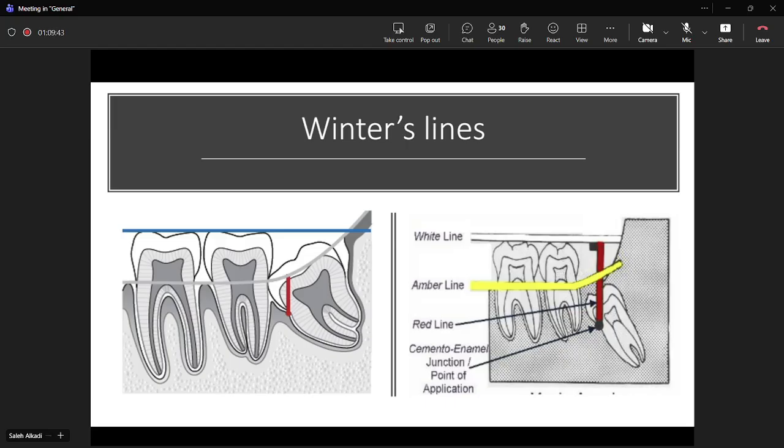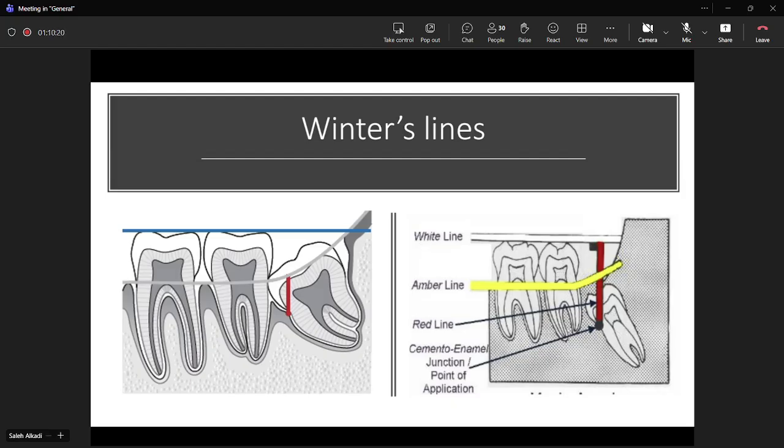And the most important line here is the red line. It's a line drawn from the amber line to the point of application on the tooth where the elevator should be placed to elevate this tooth. So if you look at the red line, the most important thing about it is the depth, or the length, of this red line. It determines the depth of this wisdom tooth, or the amount of bone that needs to be removed.